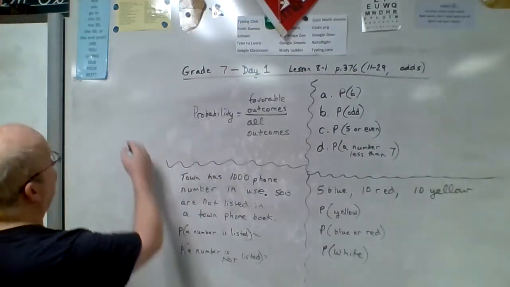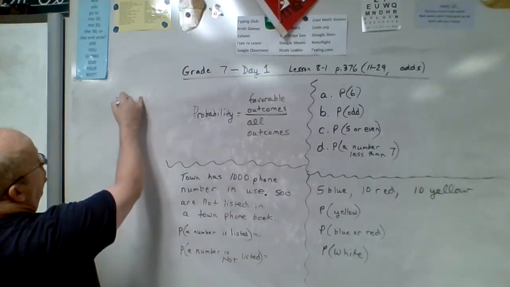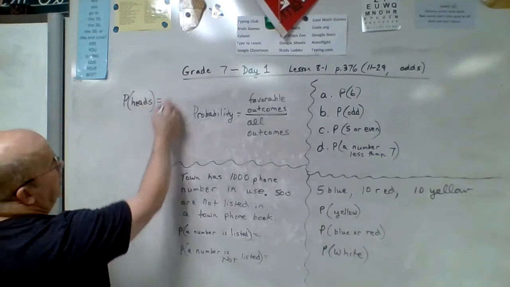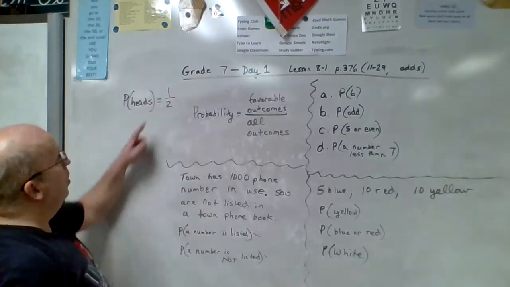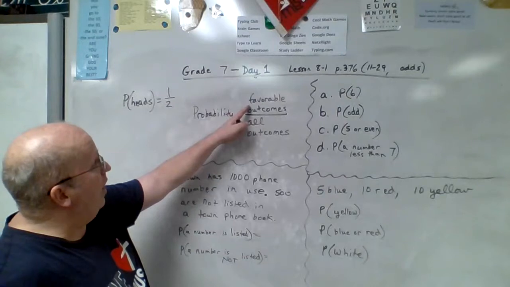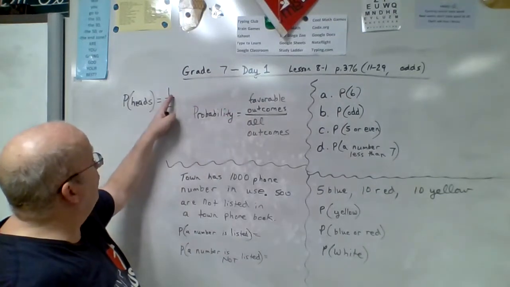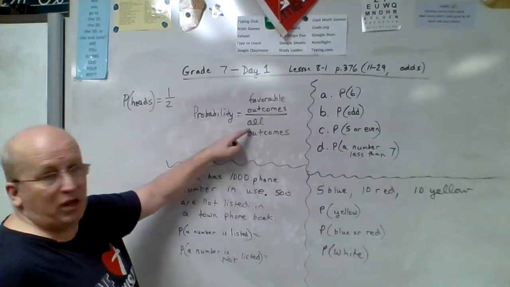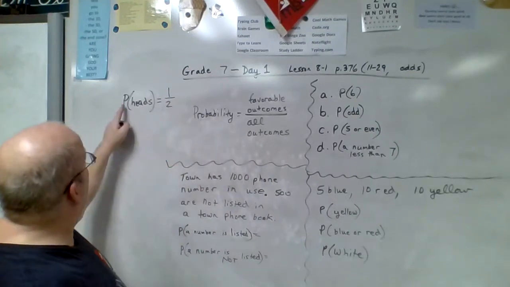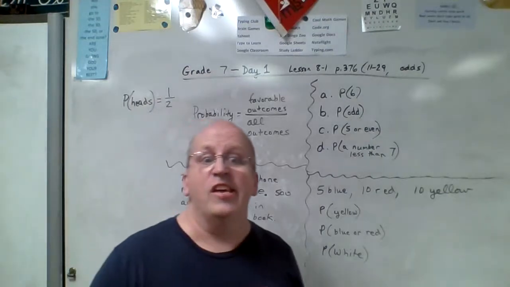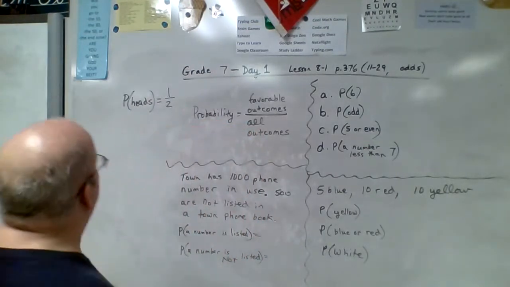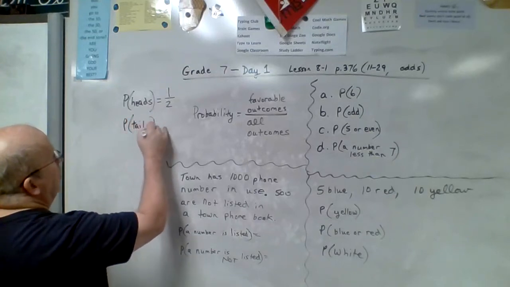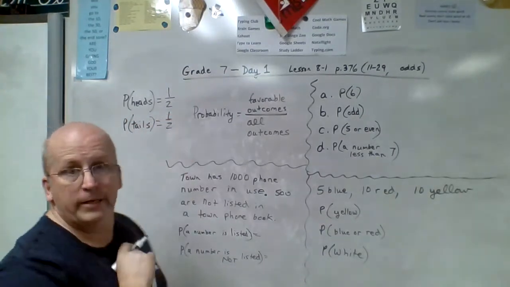So in that particular circumstance, if somebody says, what's the probability of getting a heads? The probability is 1 out of 2. Why? Because if I want heads, there's 1 favorable outcome out of a total of 2 possible outcomes. Therefore, the probability of flipping a coin and getting a heads is 1 out of 2. What is the probability of flipping a coin and getting a tails? Well, that would also be 1 out of 2, right?